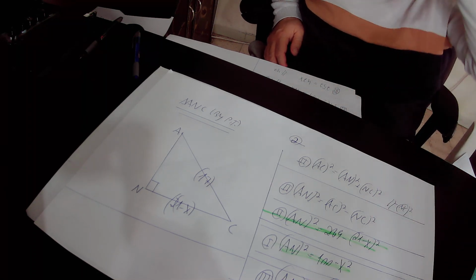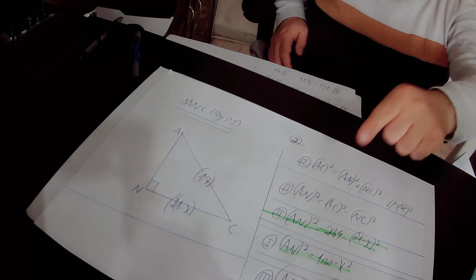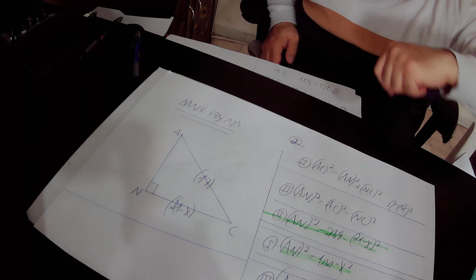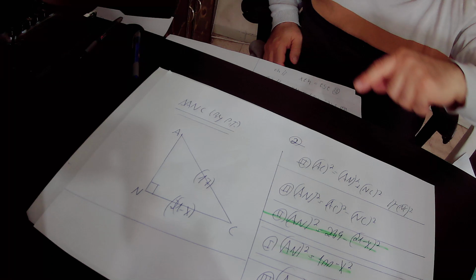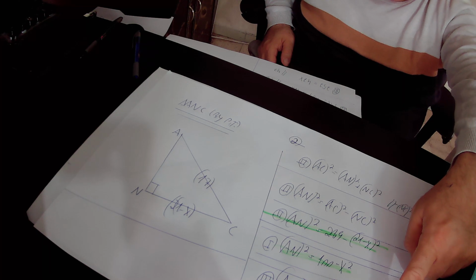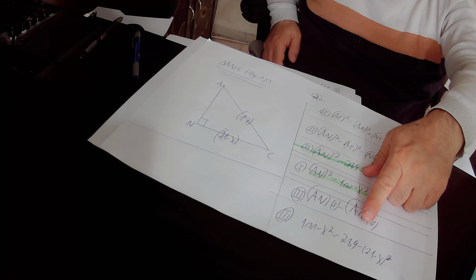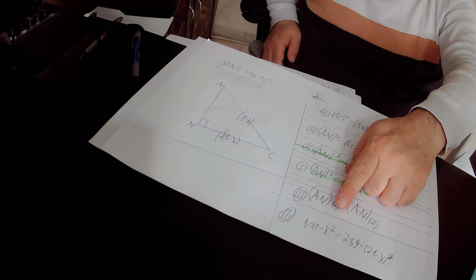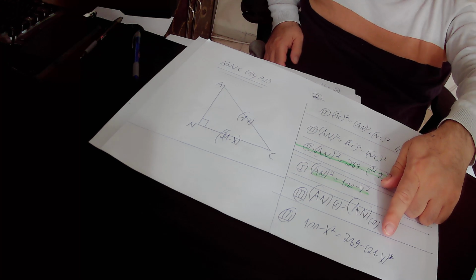According to equation 1, we have already found out that AN square equals 100 minus x square. So we have two different expressions for the value of AN square. Therefore, we created equation 3, which states that AN square according to equation 1 must be equal to AN square according to equation 2. So according to equation 3, 100 minus x square equals 289 minus (21 minus x) square. Here we open the brackets of this expression.